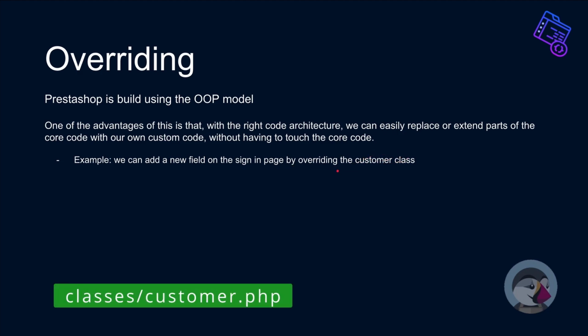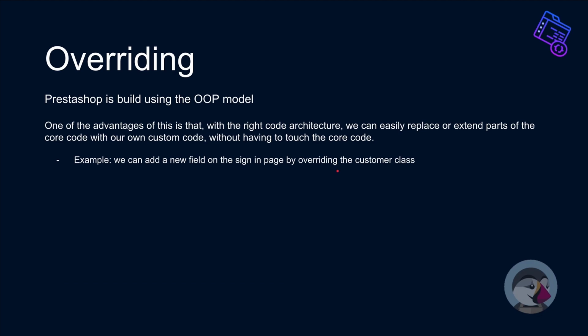Okay, so that is a really simple example that shows you the power of overriding. There are plenty of examples out there. For example, we can add a new input or attribute to our product. For example, add the age of the product, or add an image, or add a video, whatever we want.